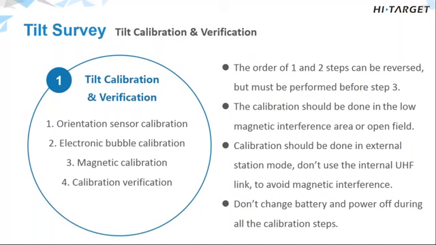And the calibration should be done in a no magnetic interference area or open field. The calibration should be done in external station mode. Please don't use the internal UHF link to avoid magnetic interference. And also, please don't change the battery or power off during all the calibration steps to make sure the calibration can be done successfully.